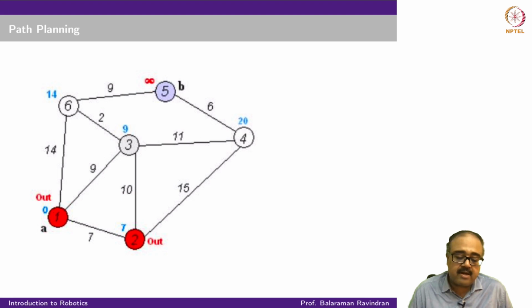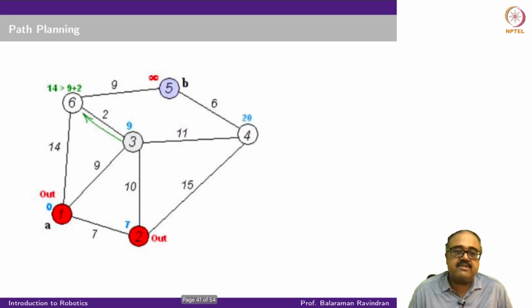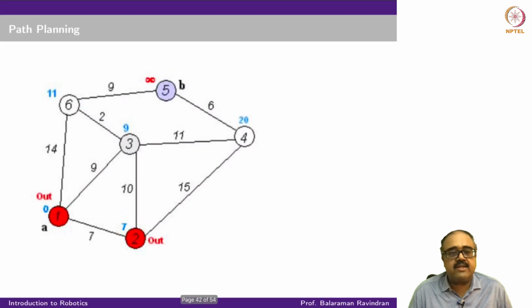I'll look at the neighbor 6, right? So what do you think is going to happen? For 6, it is 9 plus 2, which is 11, right? And earlier we had a distance of 14. Therefore, I'll replace that for 6 as well, so I'll make it 11. And not only that, the previous of 6 from 1 will now become 3.